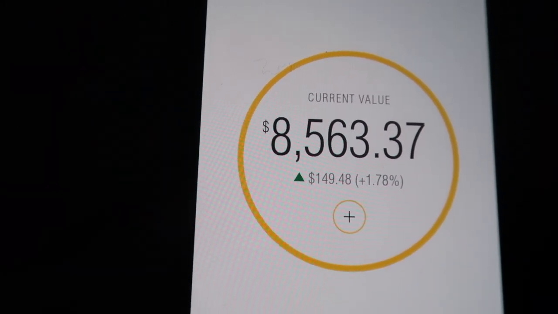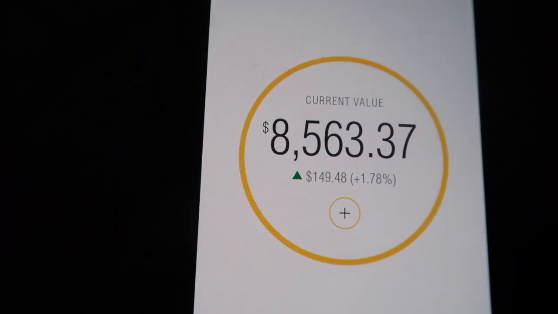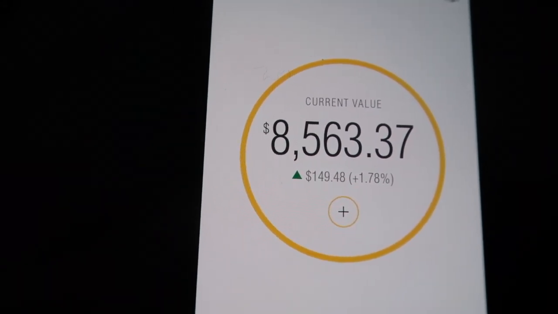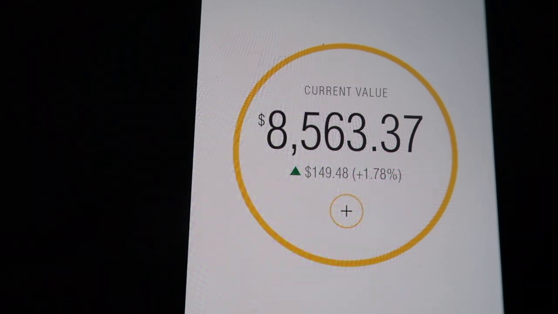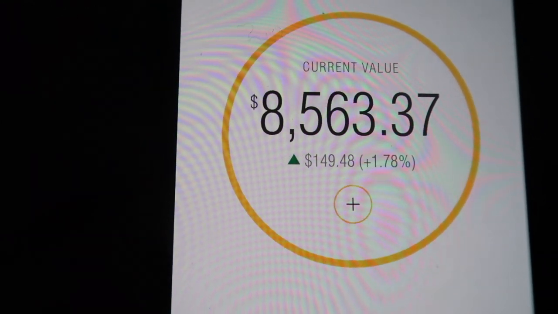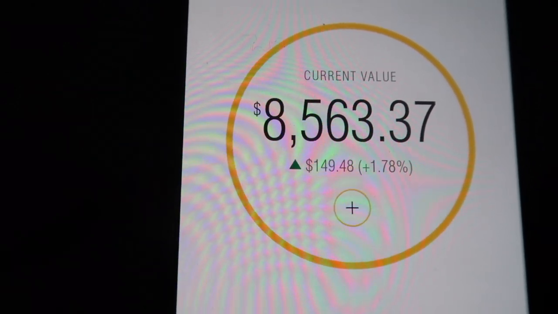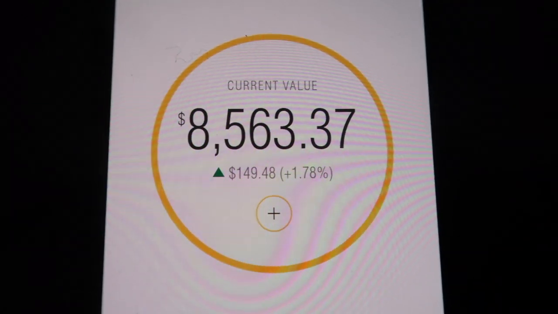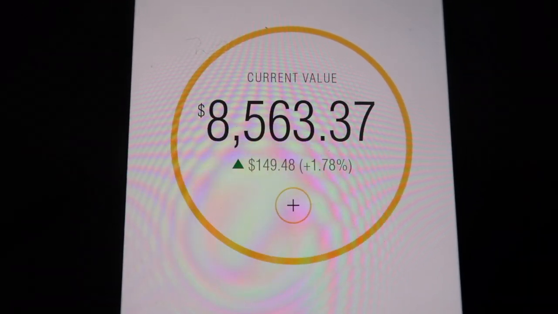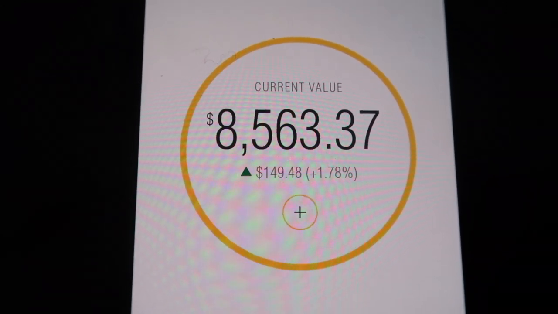$1,563.37. I've obviously bought some more shares since I last spoke to you. I did a trade today and I bought some more stocks. But you can see, I'll get a bit closer, that there's a green arrow. That means I made some money, and I've made $149.48. And that amount is 1.78% overall of what I've invested.